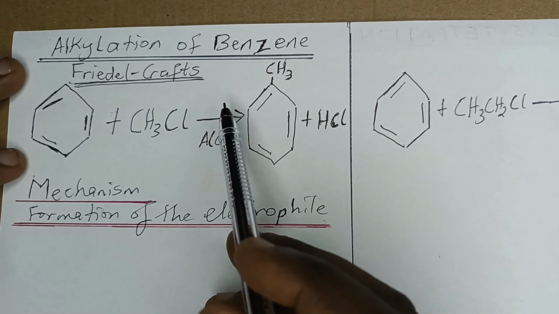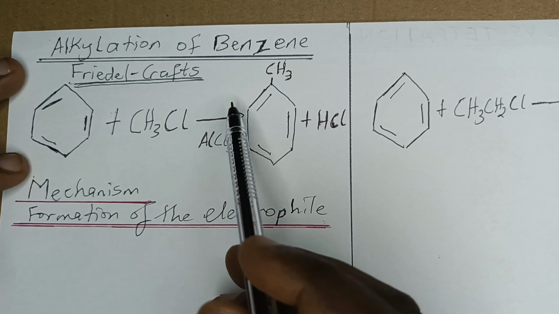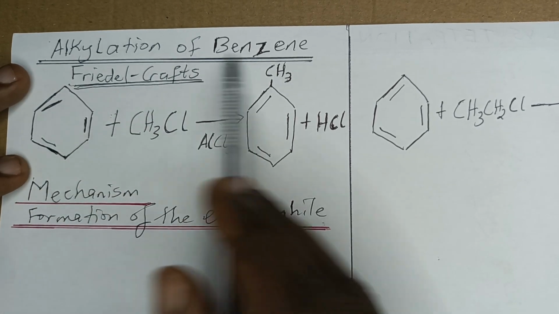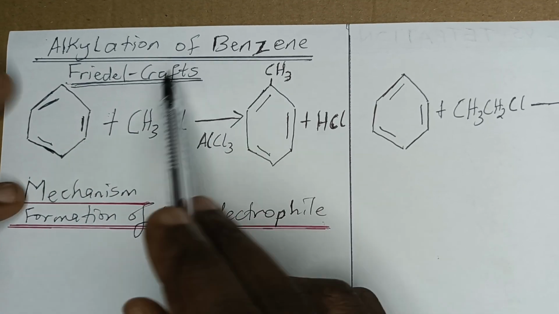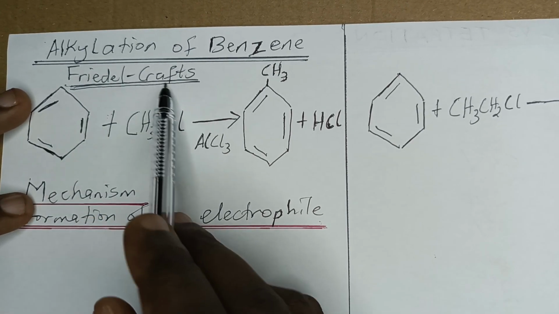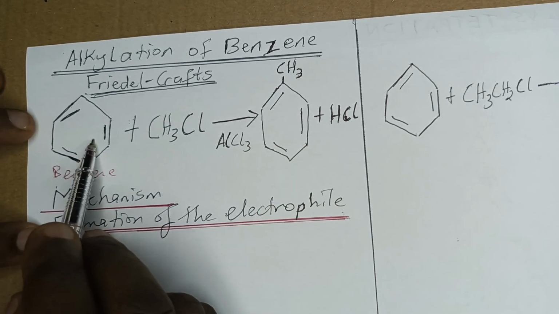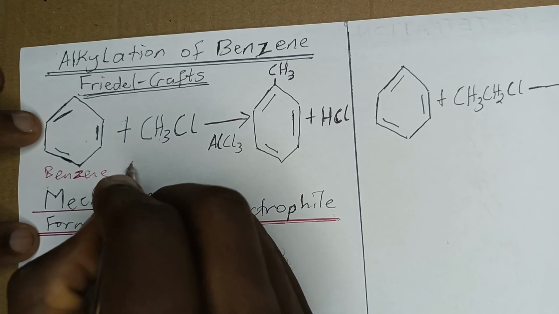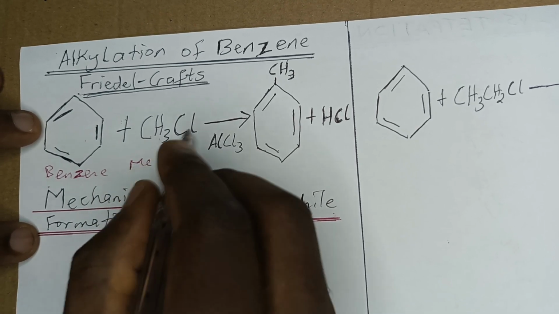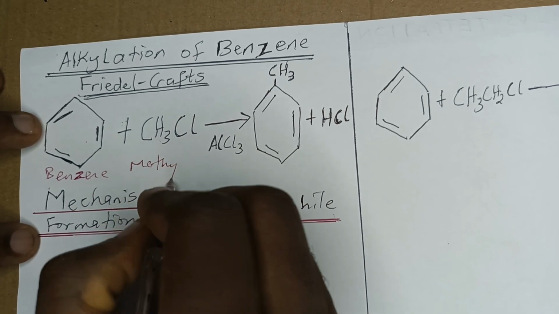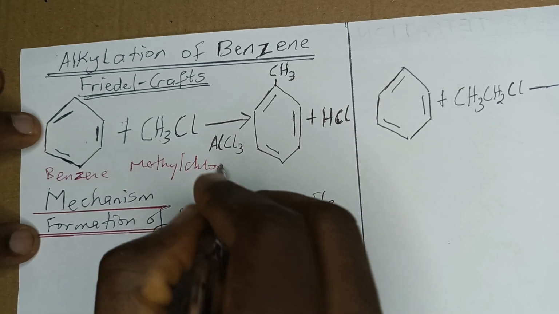So today we'll be going on a topic called alkylation of benzene. Alkylation using Friedel-Crafts methods. This is a benzene ring, and this is methyl chloride. This is methyl chloride.